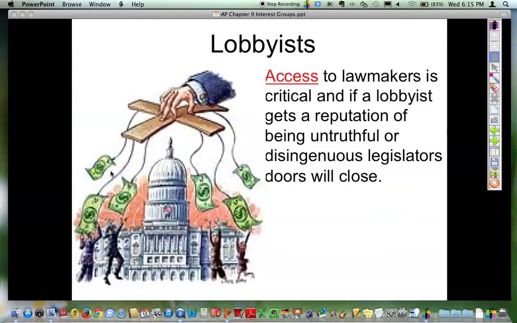One of the main goals for lobbyists is to gain access to lawmakers. If you are a good lobbyist, you are able to get into the congressman's office for meetings. You will provide information. And if you really have a great reputation about being honest and giving good information, you will be very valuable to congressmen. If you have a reputation of being untruthful and disingenuous, legislators aren't going to open their doors. So lobbyists really have to pull their weight about being honest and credible in the information that they give to congressmen.